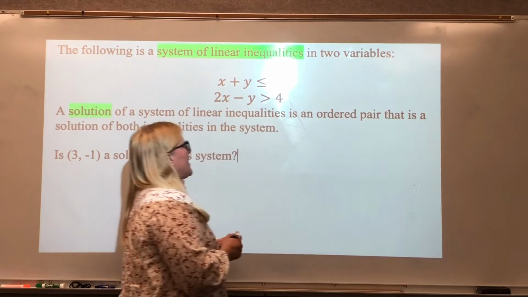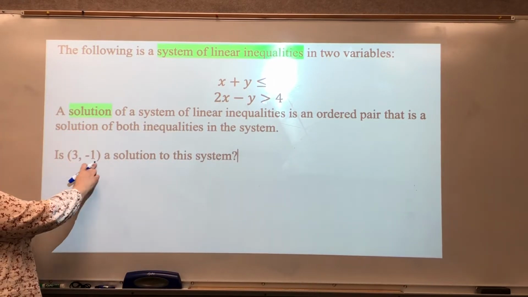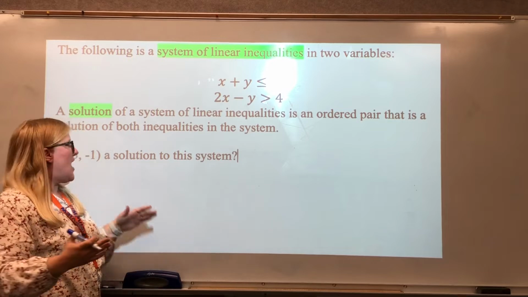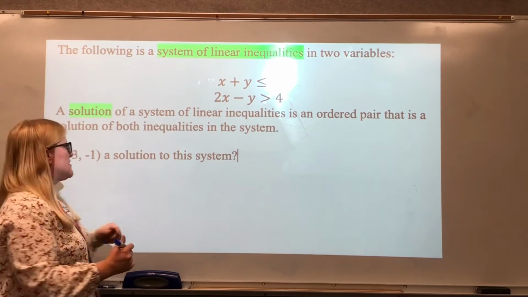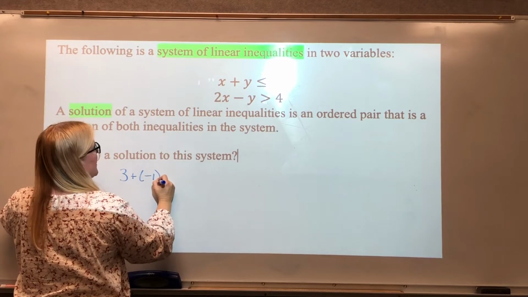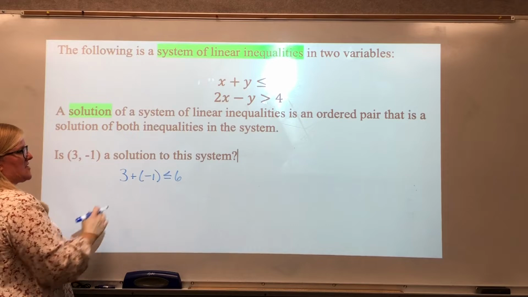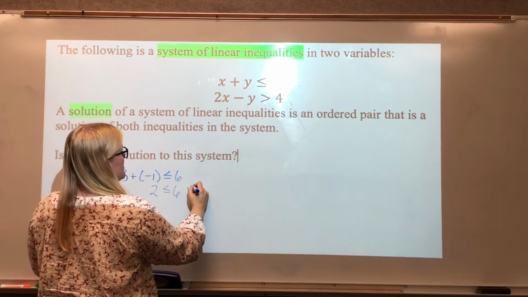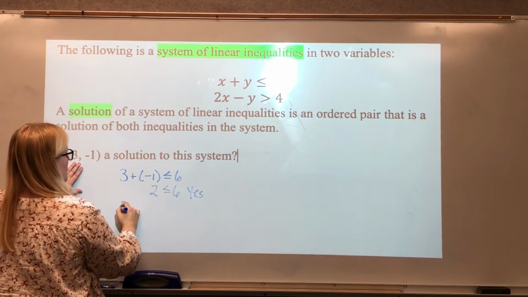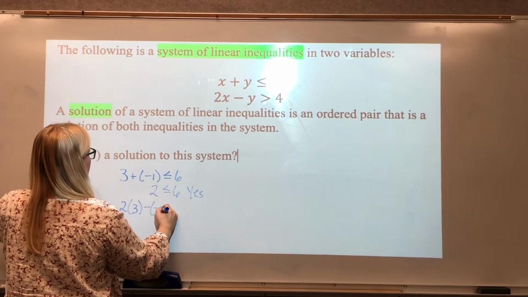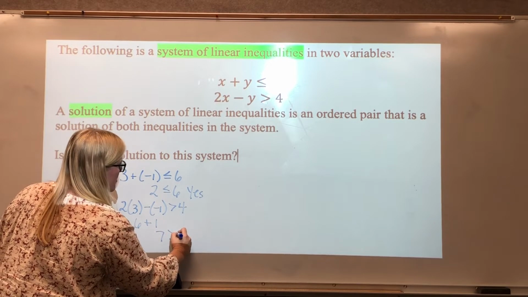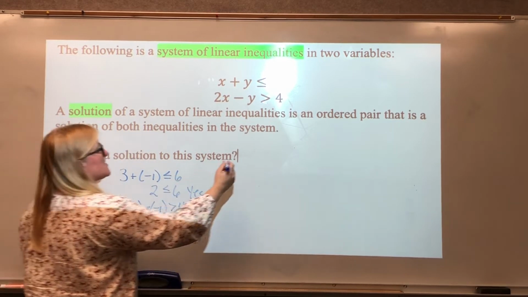Okay, so what I want to look at here is whether or not this coordinate, (3, -1), is a solution to this system. So what I need to do, just like with equations, is plug it in and see if I get true statements. So x is 3, y is -1, so 3 plus -1, is it less than 6? Well, this is 2, and 2 is less than 6, so this is true. Okay, we also need to plug it into this inequality. So 2 times 3 minus -1, is that larger than 4? Well, since this is 6 plus 1, 7 is larger than 4, so yes. So yes, this is a solution to this system.